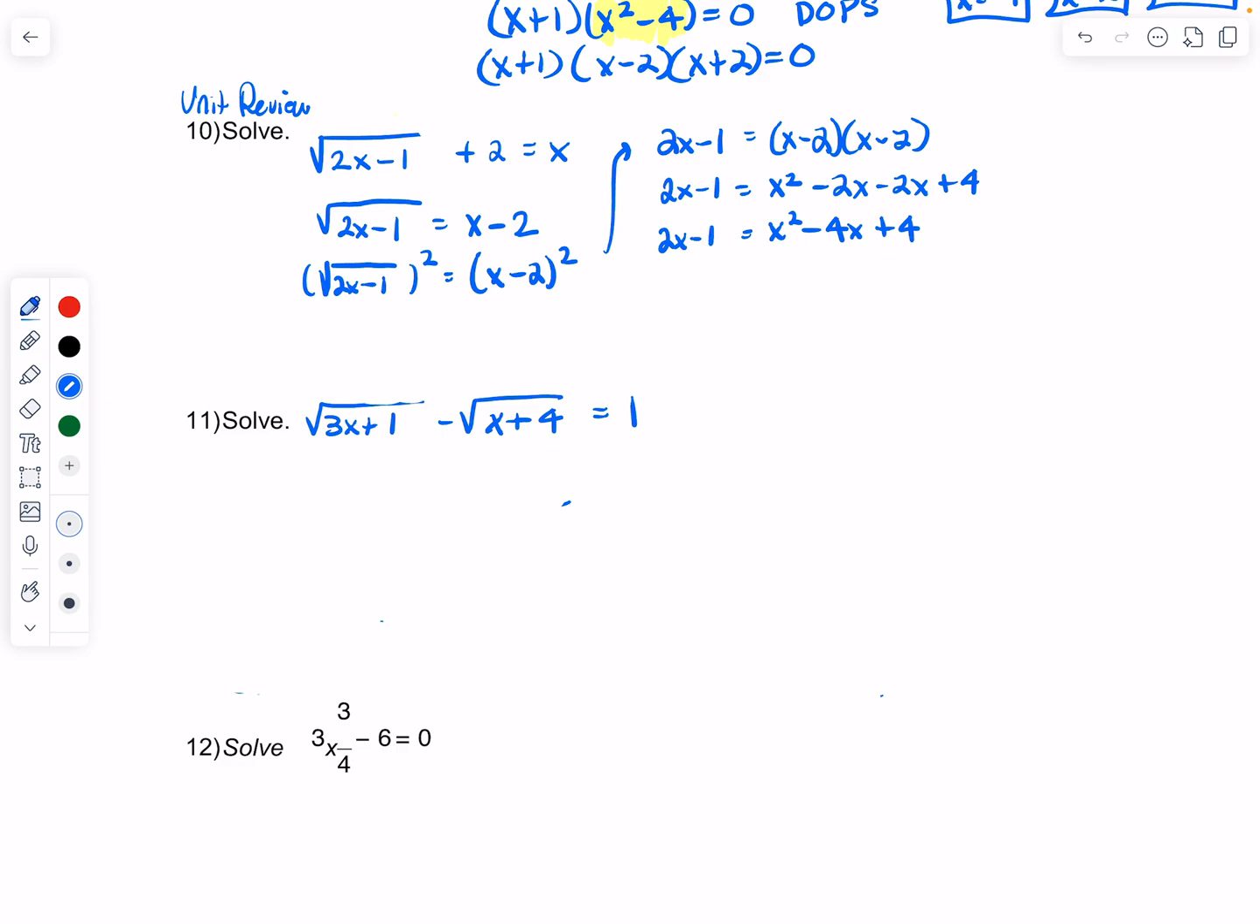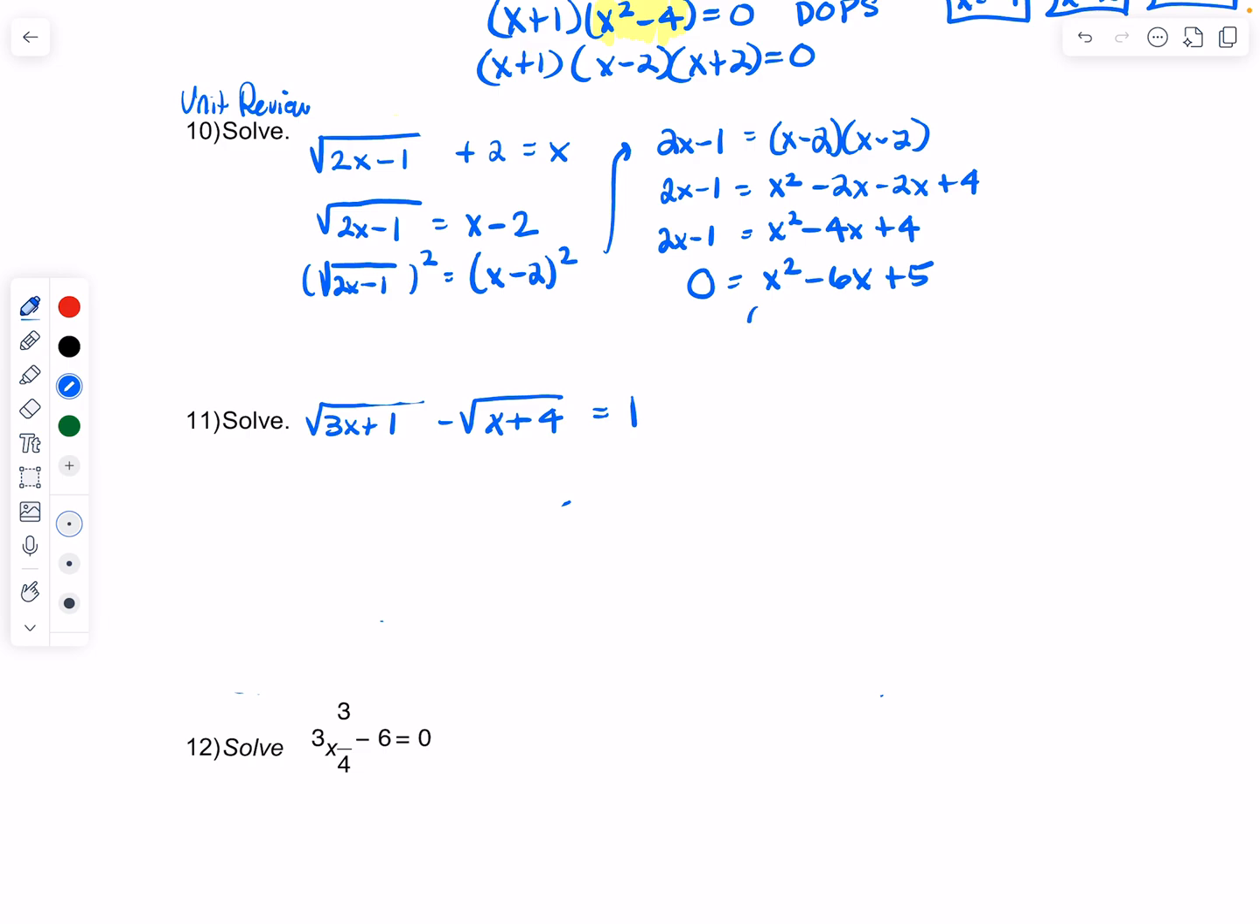Now I see I have a quadratic. So what I'm going to do is move all these terms over to the right-hand side, and the reason why I'm doing that is because x squared is positive there, okay? So I'm going to move the 2x over, so that becomes a negative 2x. And negative 2x minus 4x is negative 6x. And then I'm going to move the 1 over. It's negative 1. So I'm going to add 1 to 4, which gives me 5. So I get x squared minus 6x plus 5.